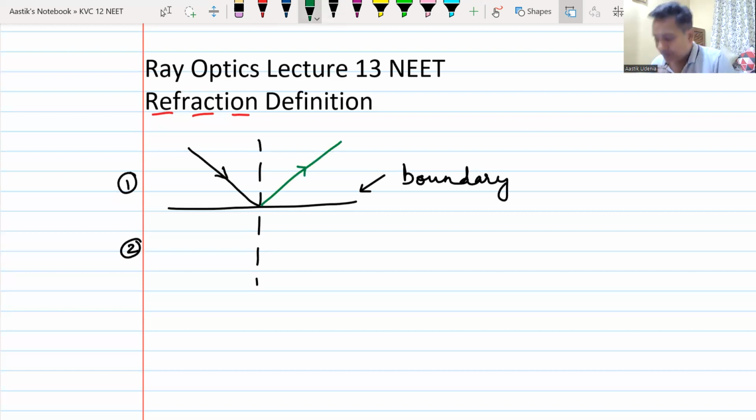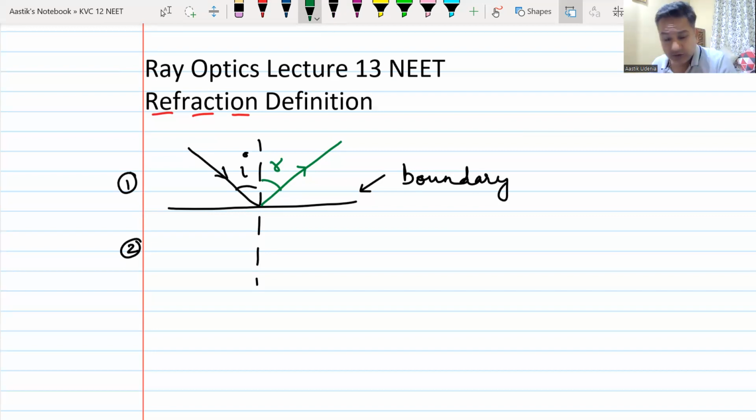Yes, sir. Yeah, so that phenomenon is known as what is that known as? It goes back in the same medium. Reflection. We have already dealt with reflection. Let me just go back. This is angle of incidence I. This is angle of reflection R. This phenomenon is known as reflection.